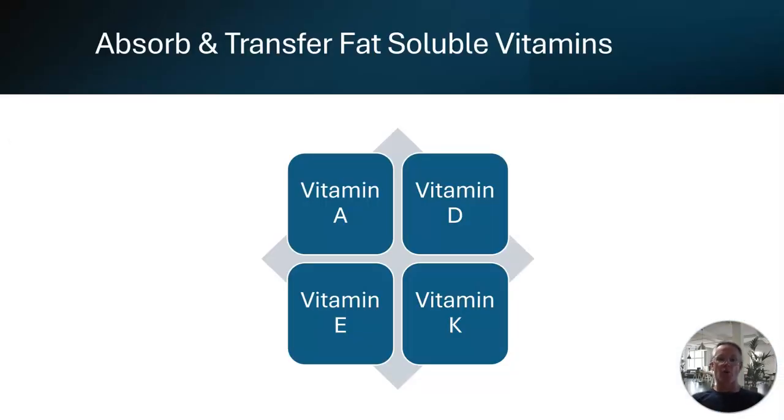The second one, they absorb and transfer fat-soluble vitamins. So vitamins A, D, E, and K. Fat is what allows them to enter your bloodstream and then deliver them into the body where they're needed. So fat's obviously important for that.